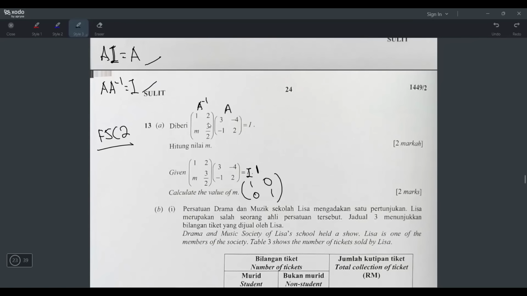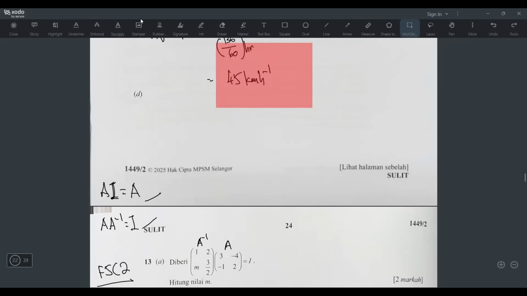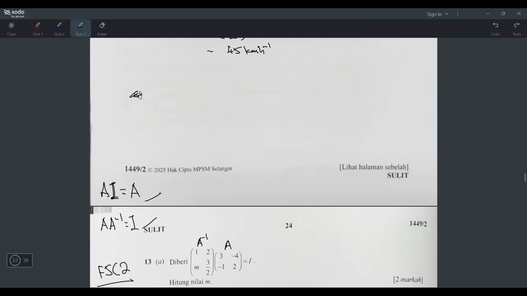That's the first method. The second method is you multiply the two matrices, and after multiplying, compare your answer with 1001. I will show you both methods. Both methods will give you the same answer. I will do the first way first, so let me make some space. All right, let's start. First step, I'll show you using the inverse method first.